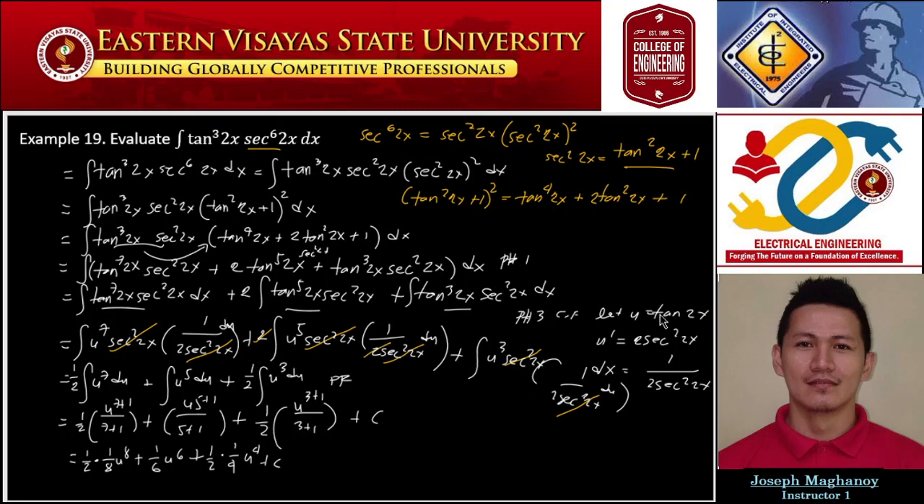Okay, we recall the value of our u. What is the value of our u? Tangent 2x. Okay, rewriting our tangent 2x. So our final answer is 1 half times 1 eighth, that is 1 over 16. We replace our u with tangent, but we copy the power 8, 2x, plus 1 sixth tangent, copy the power 6, 2x, plus 1 half times 1 fourth, that is 1 eighth. You replace u with tangent. So tangent, what is the power? 4. Tangent raised to 4, 2x. And combining all the arbitrary constants, c. So that is your final answer for your example number 19.